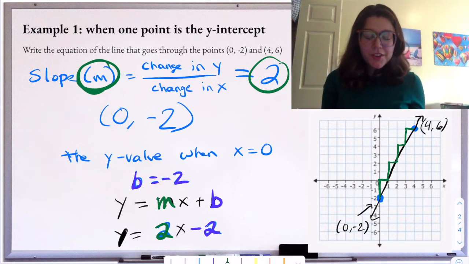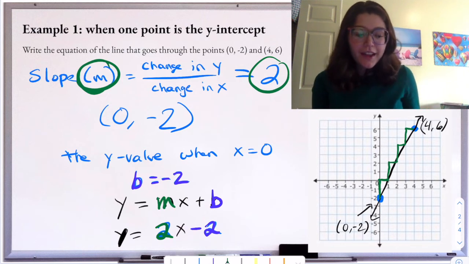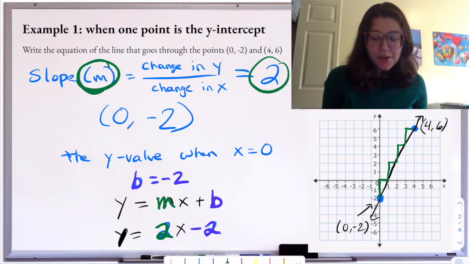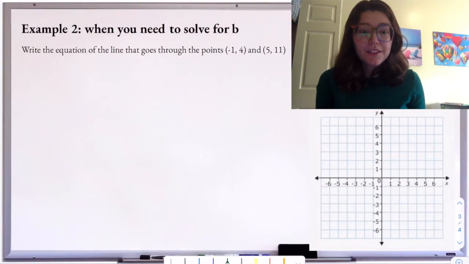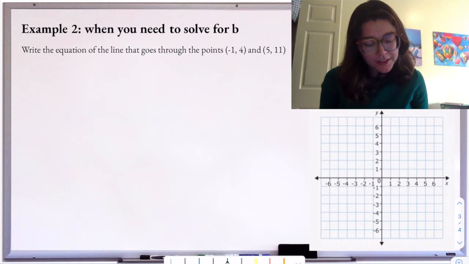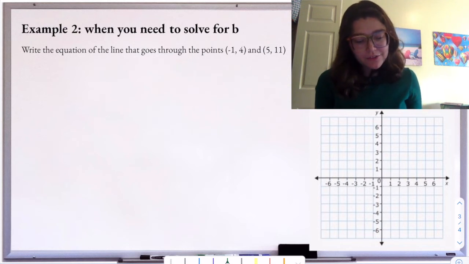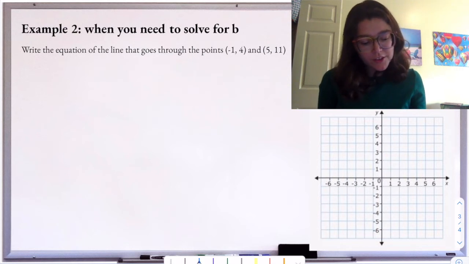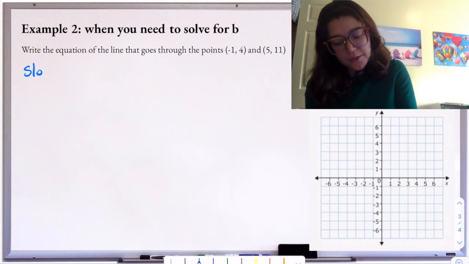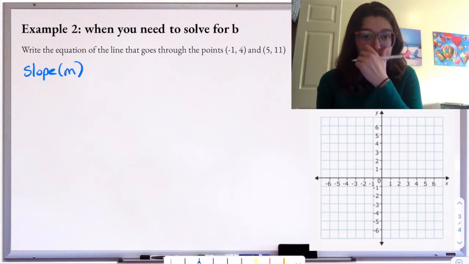Awesome. All right, so that's how we write the equation of the line when we're given 2 points, and one of those points happens to be the y-intercept. Now we're going to show what you need to do if one of those points is not the y-intercept. So here we have the 2 points (-1, 4) and (5, 11). The first thing we're going to do is try to find the slope of a line that goes through those points.